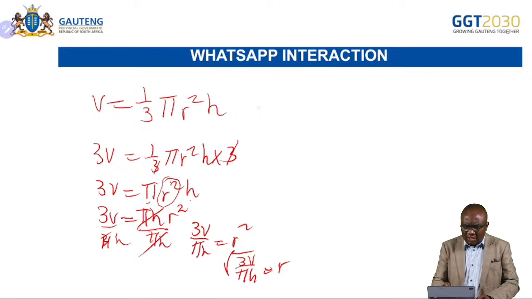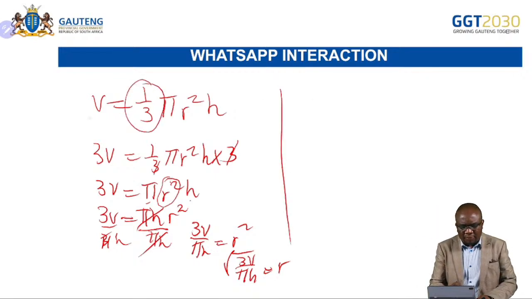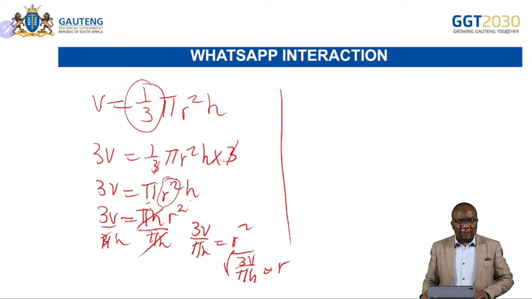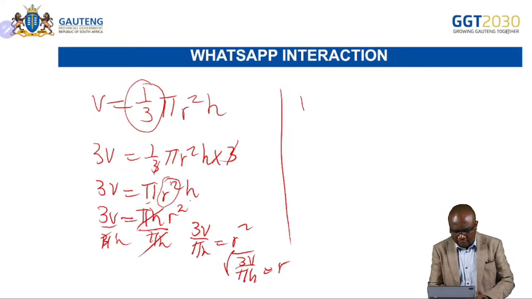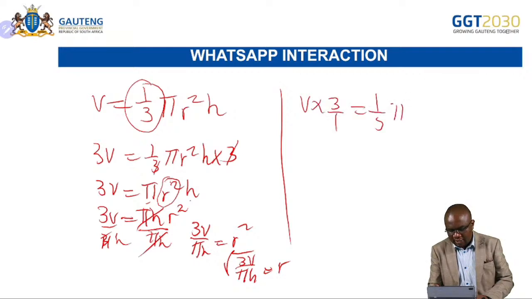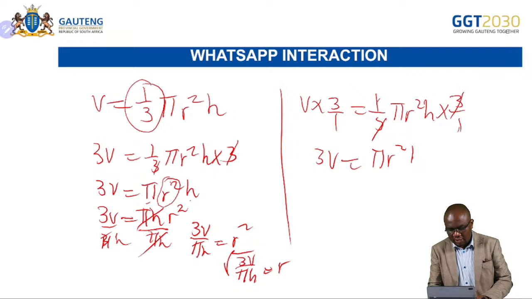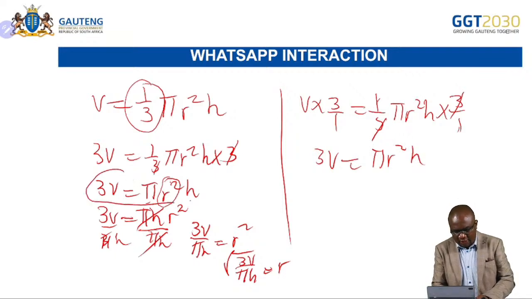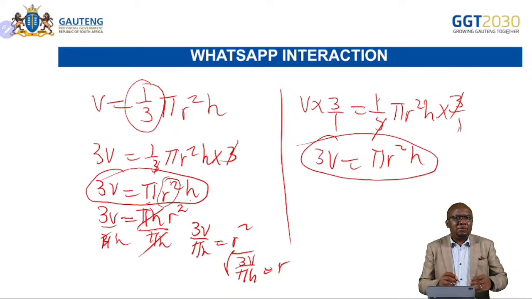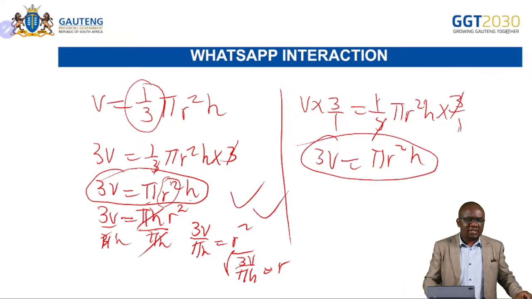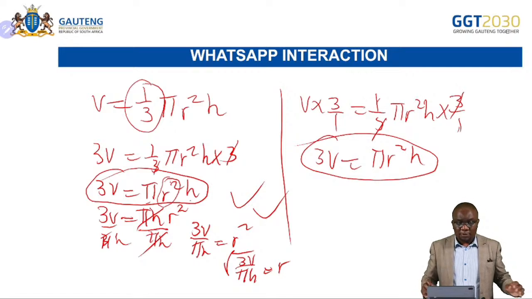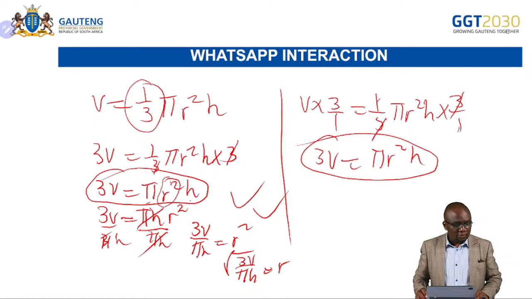We said also we can multiply by the multiplicative inverse of 1 over 3, both sides. So you can say V times 3 over 1 is equal to 1 over 3 pi r squared h times 3 over 1. 3 divided by 3 is 1. Then we remain with 3V is equal to pi r squared h. And then if we check this part here and this part here, it is now the same, then we can continue the same way we did on this side. I really hope you understood that and you got what you needed.